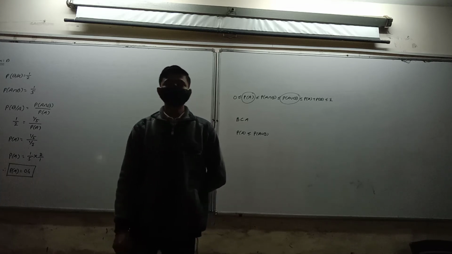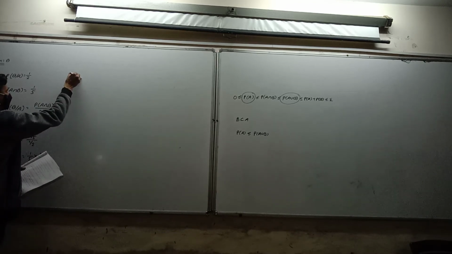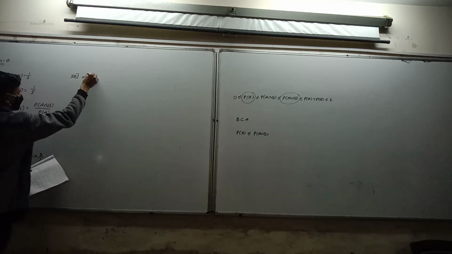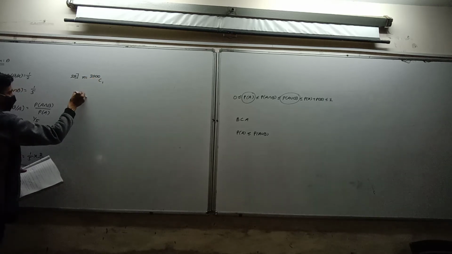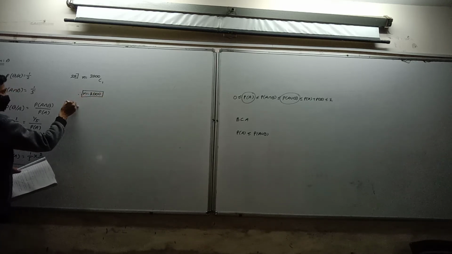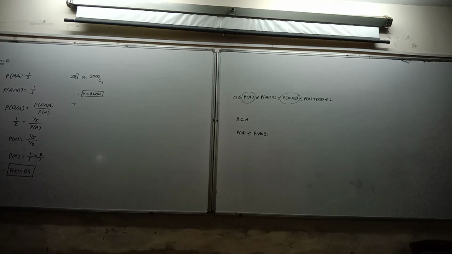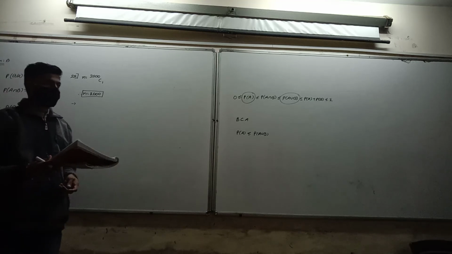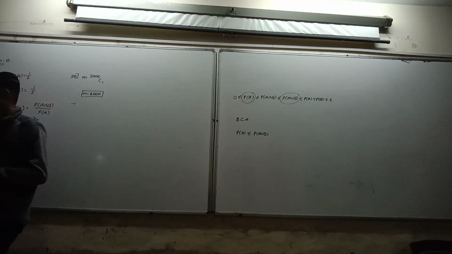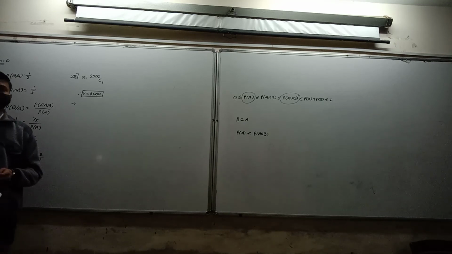Write down n is equal to 2000C1, n is equal to total ways 2000. New line, write down. Event A is equal to selected ticket is eligible for prize.